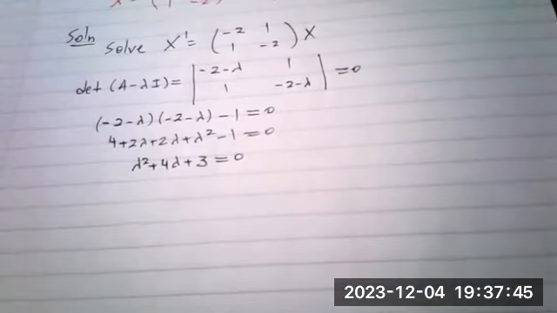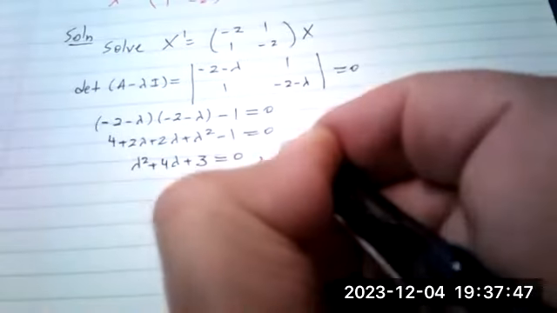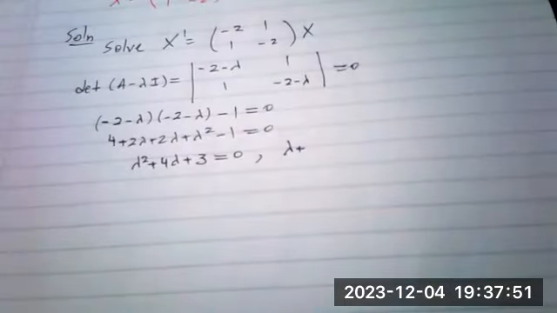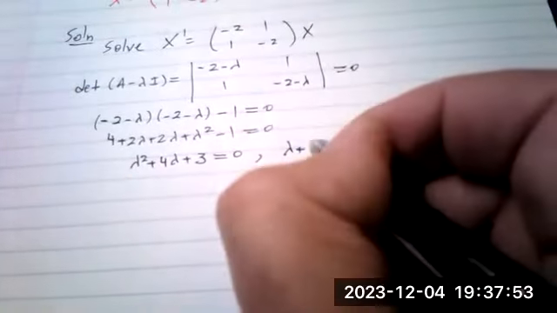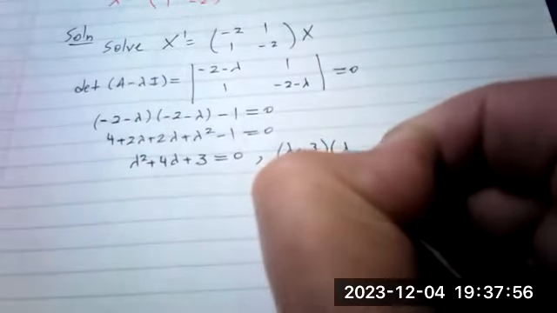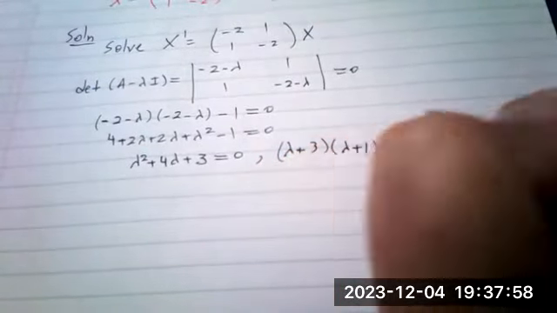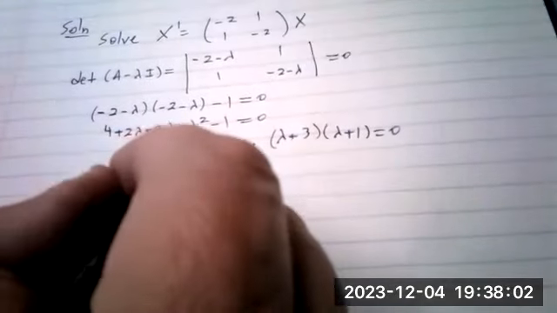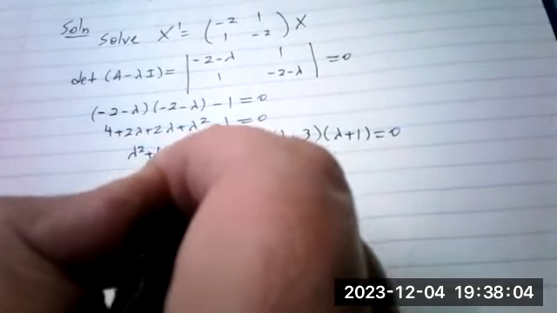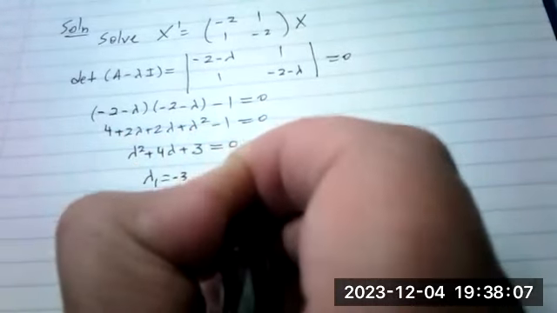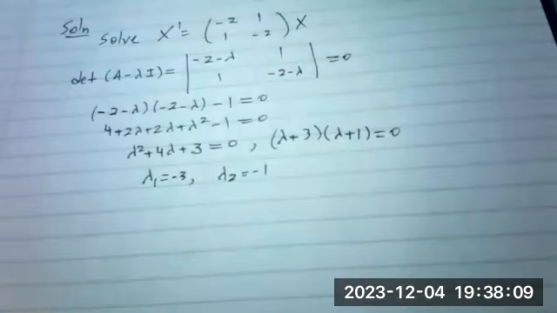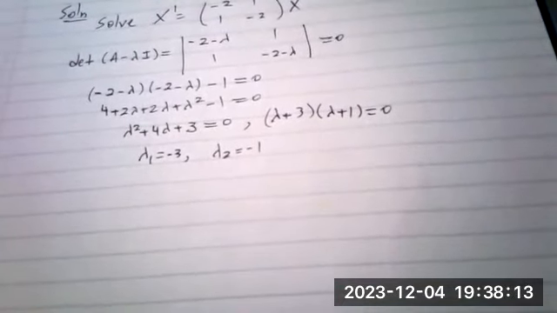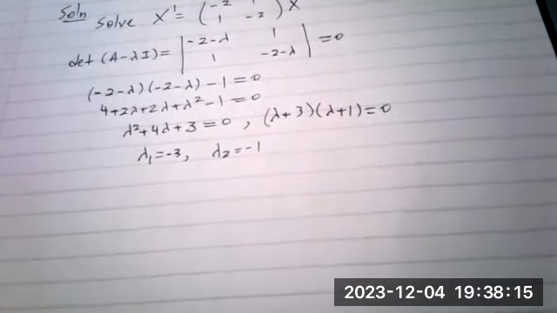Nicely factorable. So factor it, it is going to be what? It's going to be lambda plus 3 times lambda plus 1 equal to 0. So we have two solutions. I write lambda 1 equal to negative 3 and lambda 2 equal to negative 1. Okay, go and find the corresponding eigenvectors.